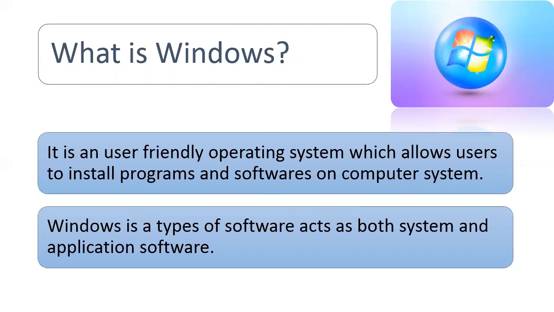Windows is a type of software that acts as both system and application software. What is a program? Basically, a program is a set of instructions. C++ and HTML are examples of programs. Software, what is software? Software is a set of interlinked programs. MS Office is an example of software.